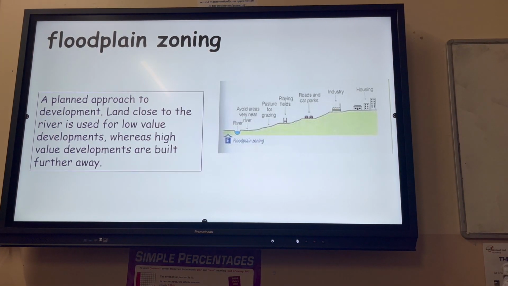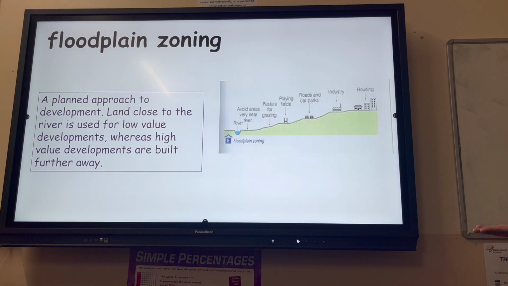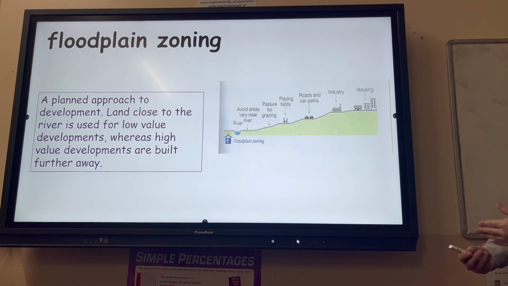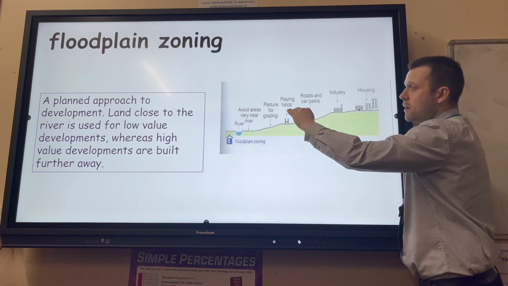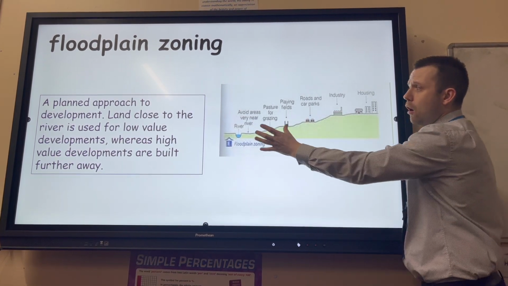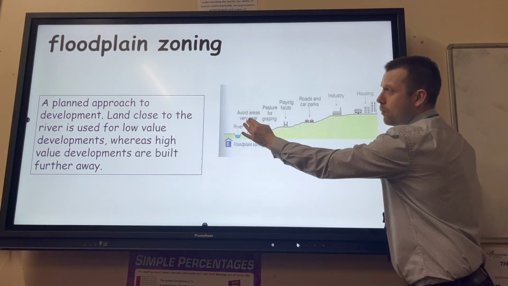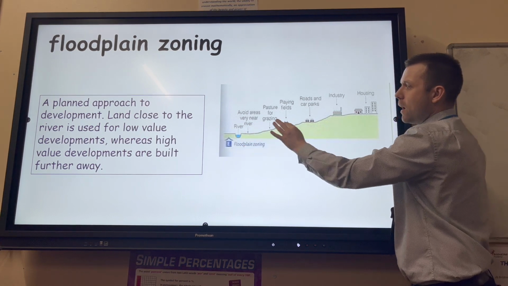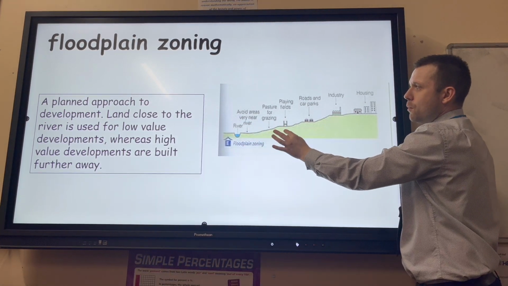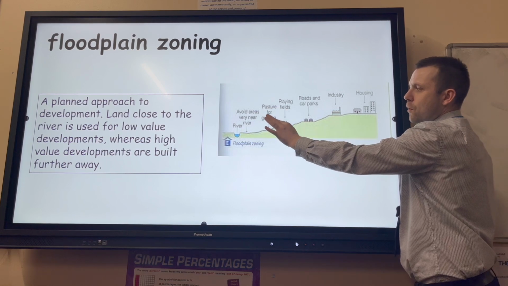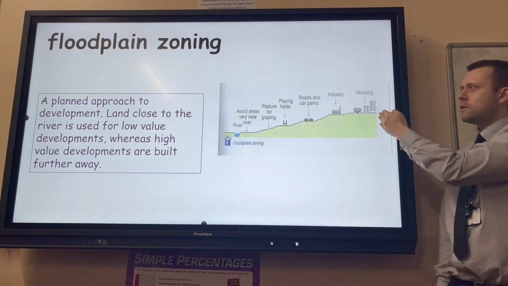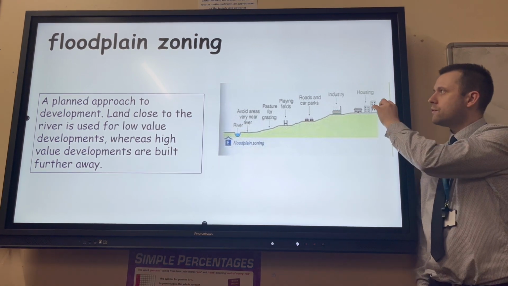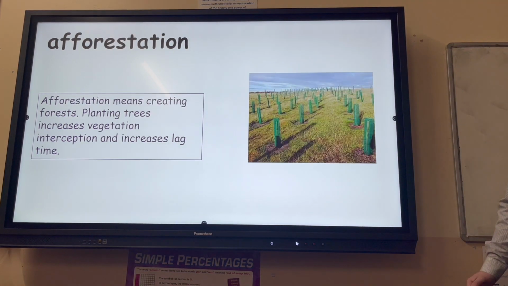And floodplain zoning or zonal planning, it's a large scale project, but if done correctly can reduce a lot of the impacts of flooding. Ultimately, town planners decide what they're going to put in different zones. High risk zones next to the river will be not built on at all, whereas slightly further away, which is still at risk, may be used for pastures for animals or playing fields. Further away, the high value land, which is at low risk of flooding, will be used for things like housing.